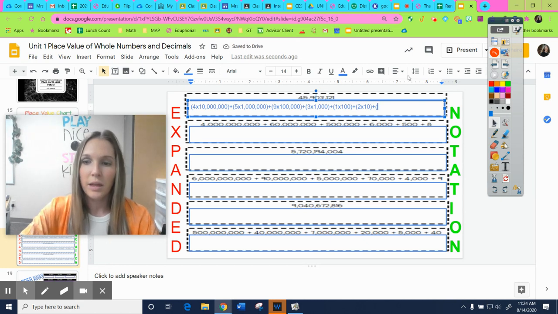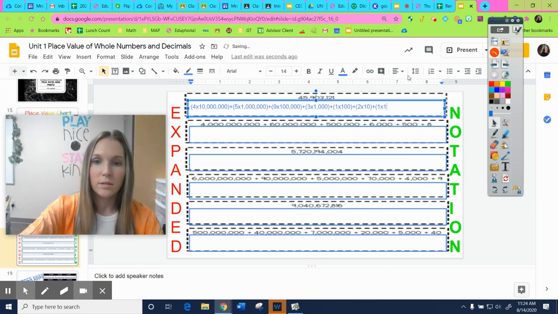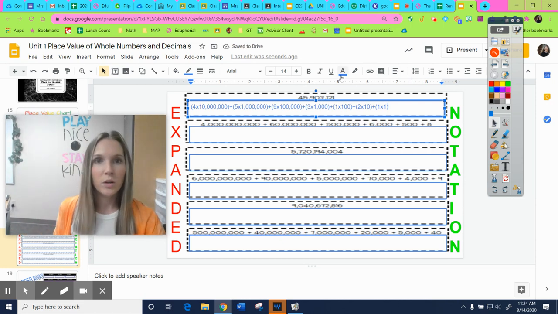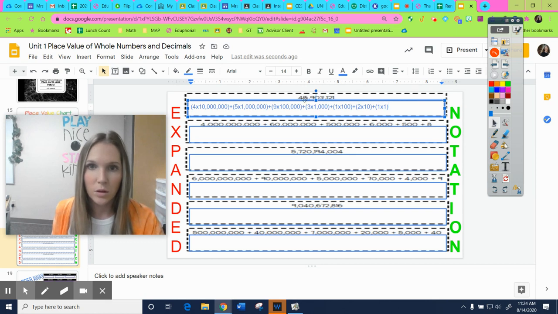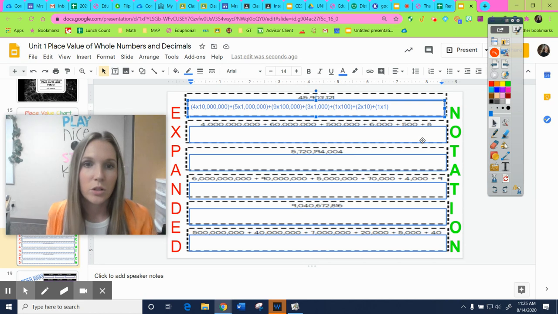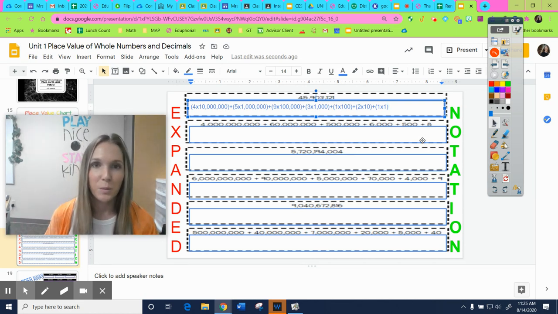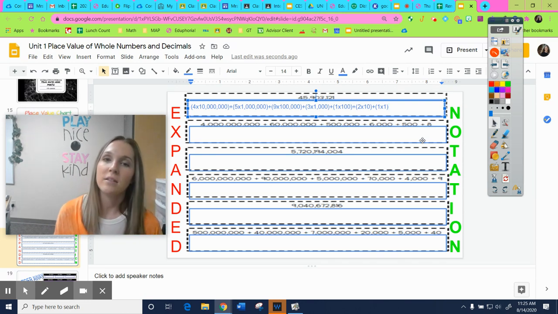That last place is a 1. Okay, that digit is a 1, and we're going to multiply it by the place value that it's in, and that 1 is in the 1's place value, so 1 times 1. Okay, so if we were to multiply all of these numbers out and add them together, we would get the number 45,903,121. Is anybody mind blown yet? Like, oh my goodness, what did we just do? Okay, we're going to practice a couple more together.